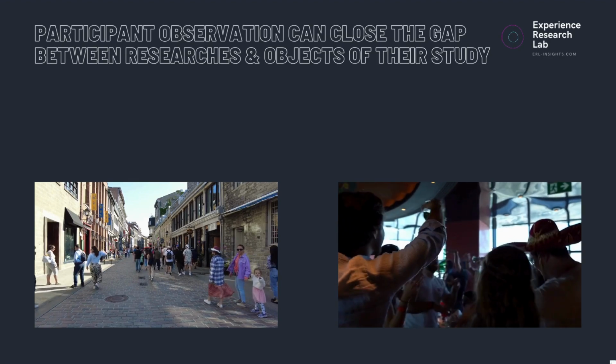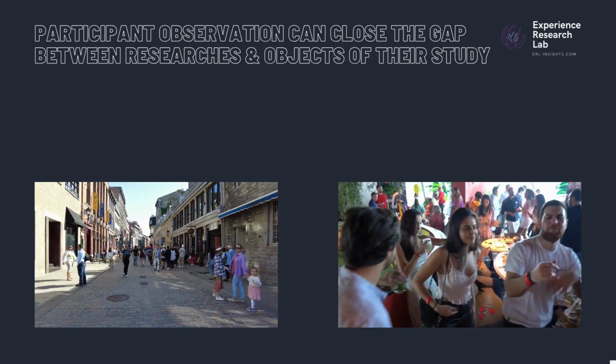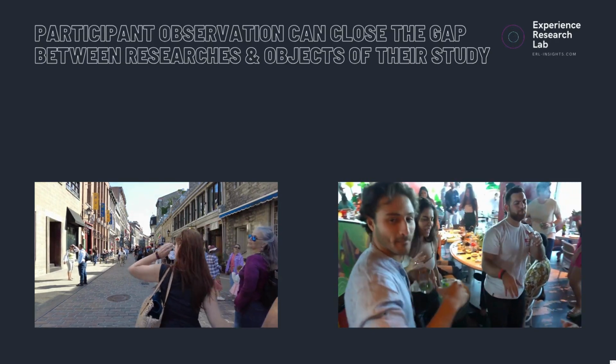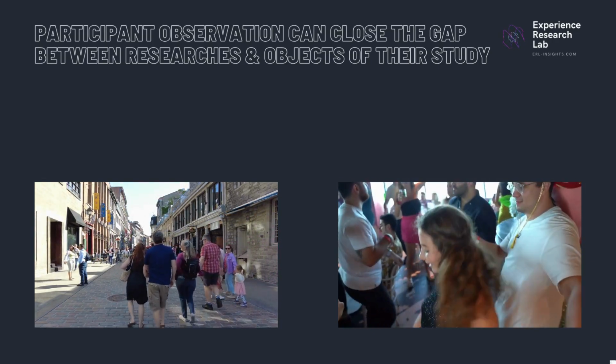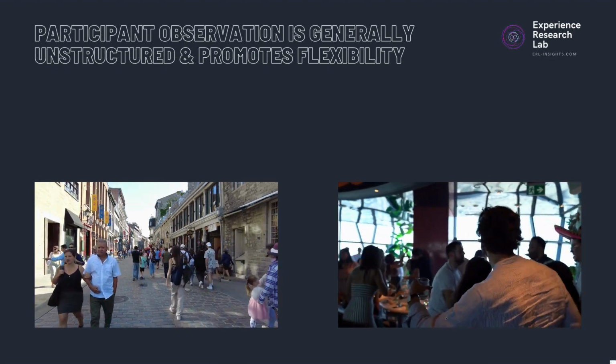Therefore, the observers must act, behave, and communicate naturally. Instead of writing with pen and paper, they will take mental notes. Interaction with other group members will be informal. Participant observation is generally unstructured to promote flexibility.